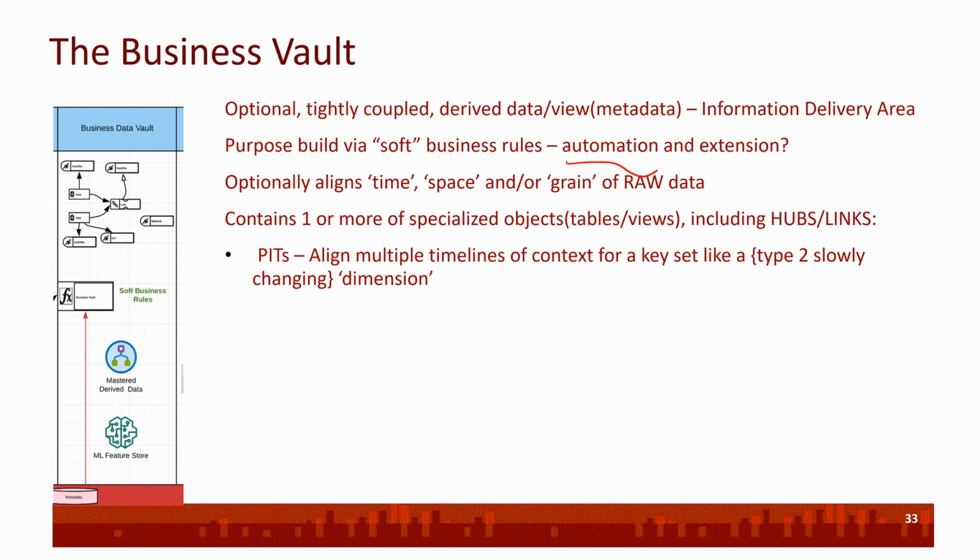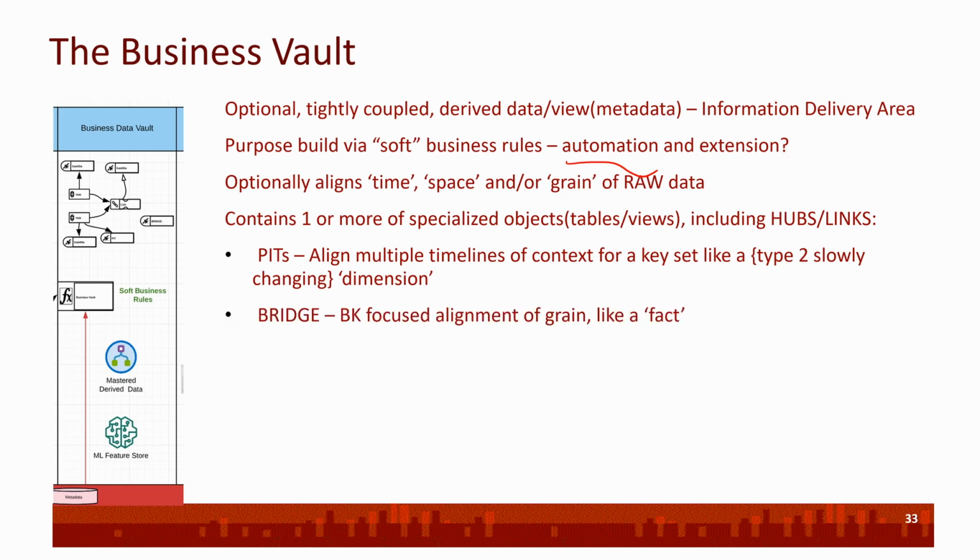For context, remember, we keep multiple satellites describing something, and we integrate that into a key set. Well, the context around that is like creating a type 2 slowly changing dimension, if you know what those are. It's basically the information or data we have about the things in the business that we keep track of.